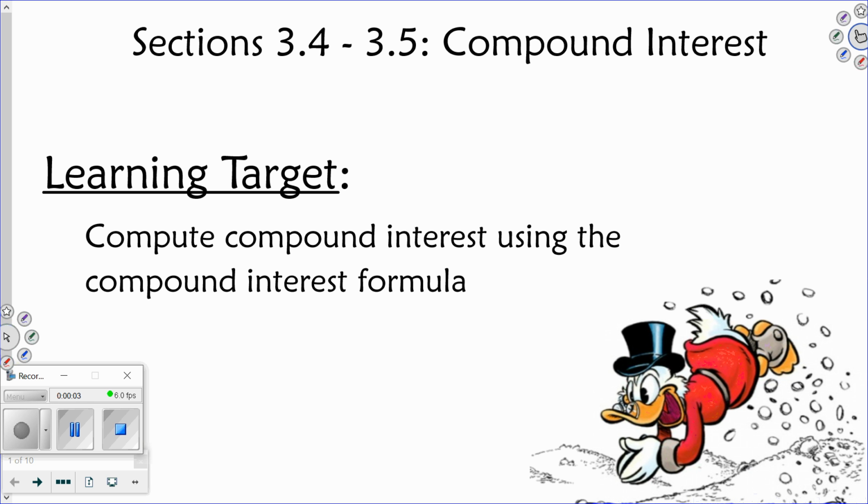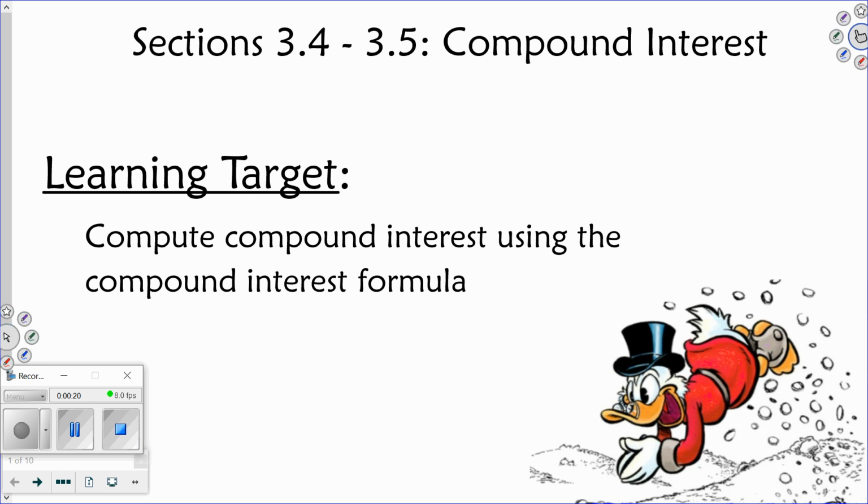All right, guys, we are learning about two of the new formulas today. I told you there's going to be 6 altogether for this chapter. We've done one, simple interest, which is the easiest of all of them. And then today we are looking at compound interest.